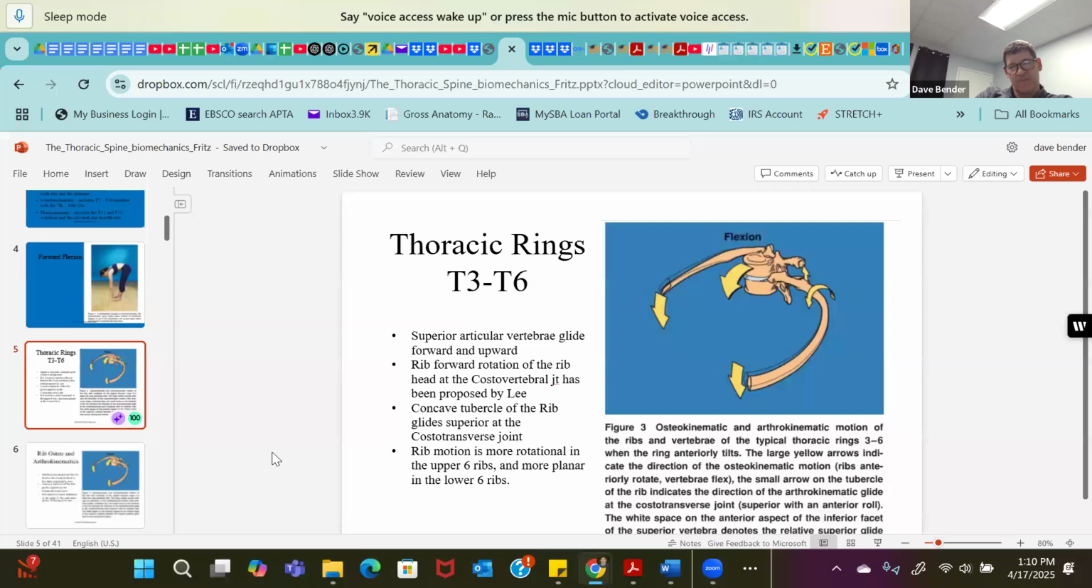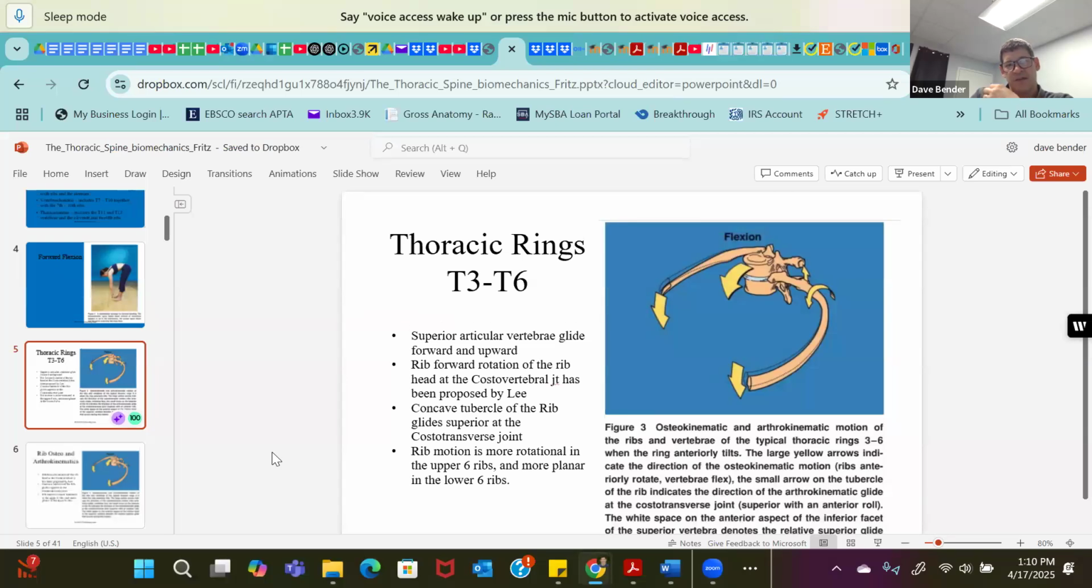Now, in this region, the facet joint on the transverse process is more concave, and the rib is a more convex shape. So there's more of a rolling motion that occurs at this segment. It's indicated by that rolling motion you see in the arrow there on the right, where it rolls from the posterior to the anterior. And you see the small arrow up on the right as well, showing this superior kind of glide and roll.